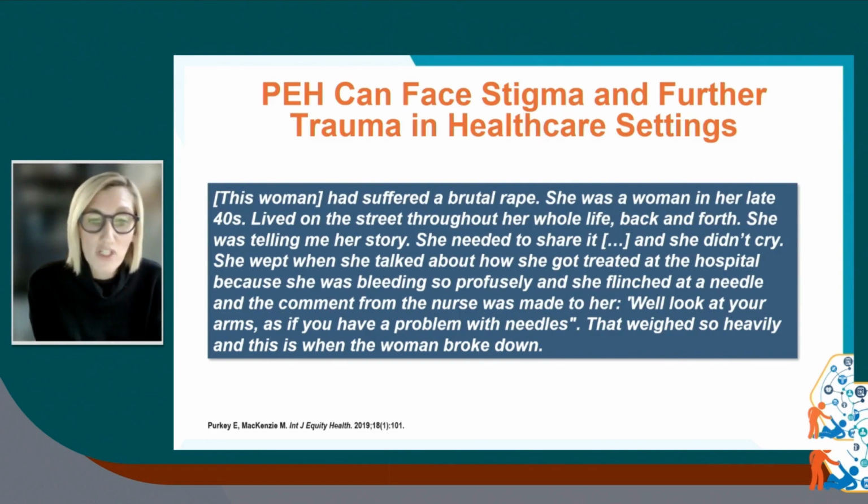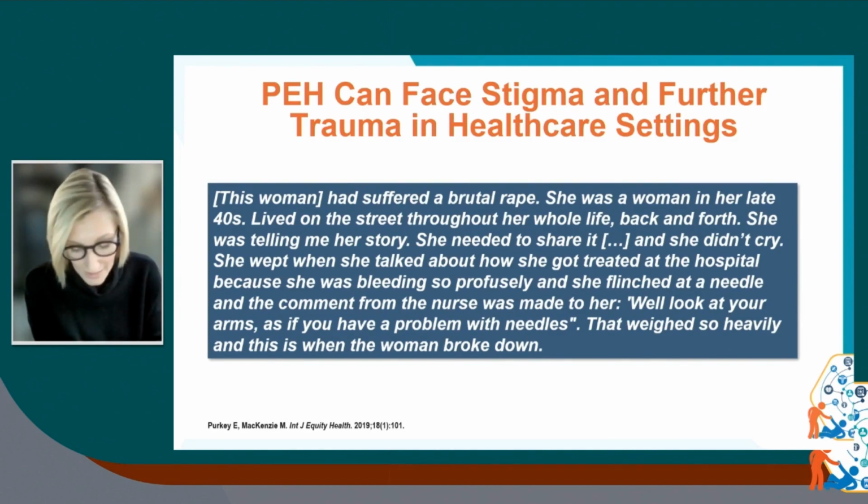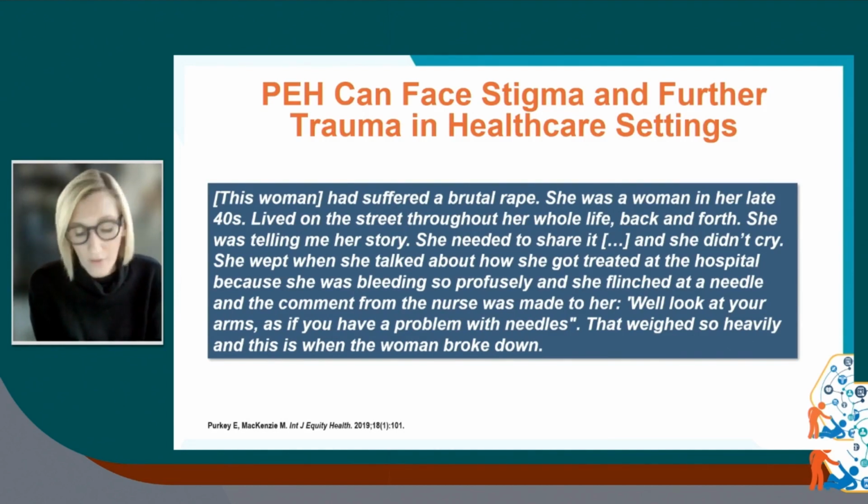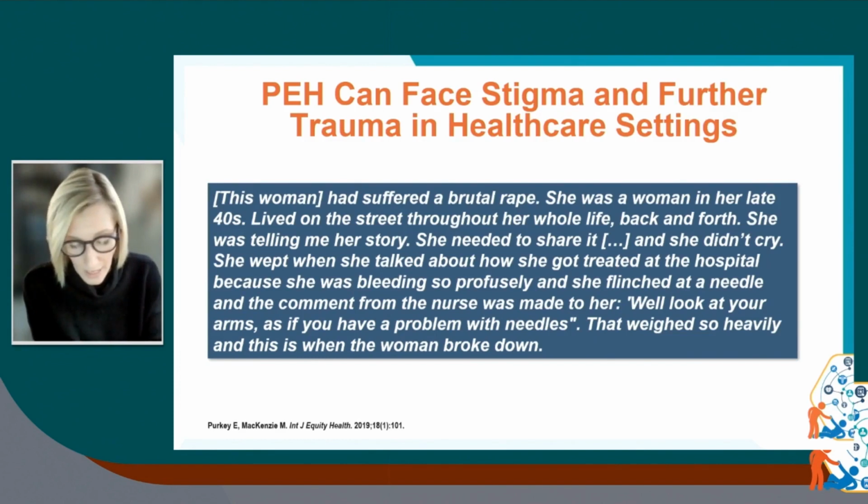She only wept when she talked about how she was treated at the hospital because she was bleeding so profusely, and she flinched at a needle that the nurse was trying to give her. And the comment the nurse made to her was, "Well, look at your arms," as if she had a problem with needles. And that weighed so heavily on her. And that is when this woman broke down. And I think that's a good example of how trauma can be inflicted by the healthcare system itself.